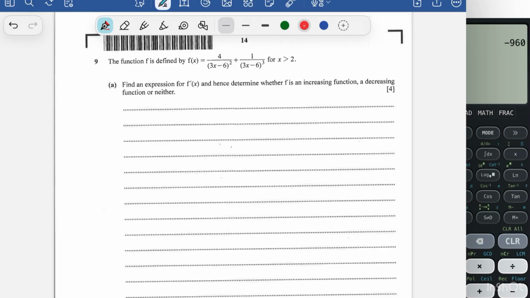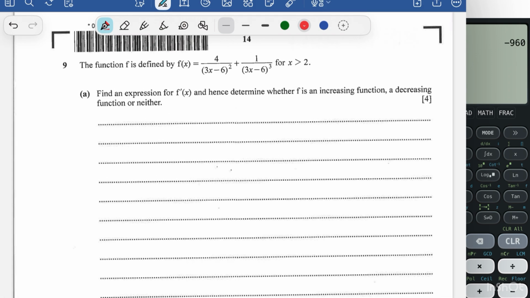So we're told here we have f of x and we need to find the expression of f prime of x, so we need to differentiate this. So you should be very thorough with your differentiation. So first of all, I have to keep this in index form. 4 bracket 3x minus 6 to the power of minus 2 plus 3x minus 6 to the power of minus 3. So this is f of x.